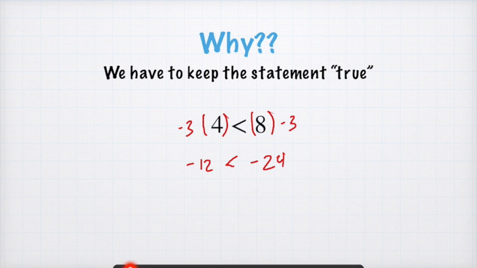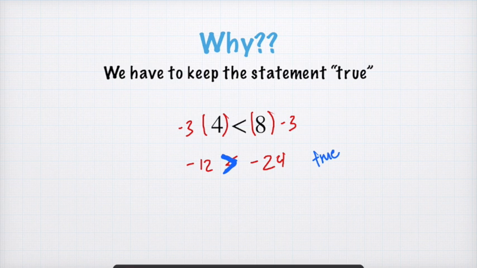Let's look at this real quick. This is saying that negative 12 is less than negative 24. But if you think of, would you rather be owing your friends $12 or $24? You'd rather be owing them $12 because that's closer to 0. So that means that this is wrong. Our sign is wrong. Our sign should actually be flipped. So negative 12 is actually greater than negative 24. This makes this a true statement.